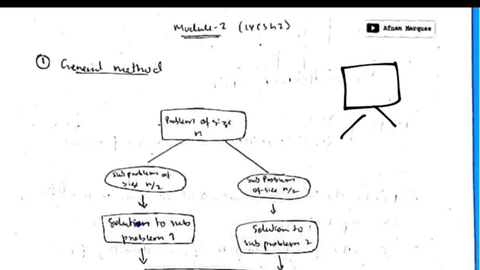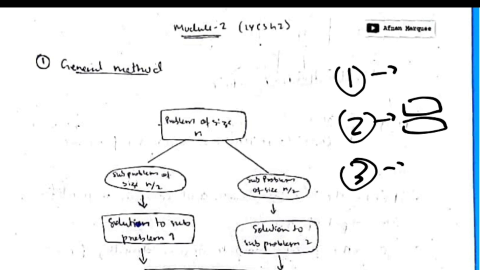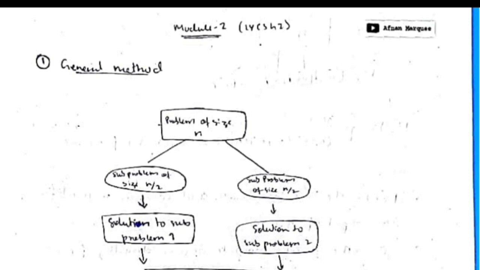In the first part we'll be learning what the algorithm is, and in the second part we'll be looking at its applications in real life. In the third part we'll be looking at the second approach, which is decrease and conquer. We'll be looking at the advantages and disadvantages.